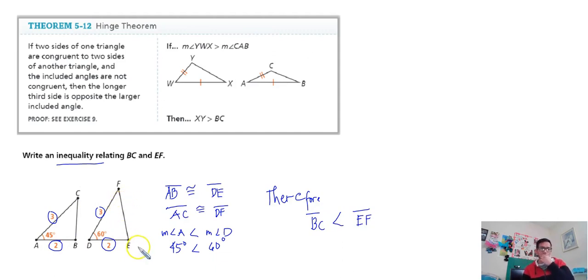It's easy to analyze that, because take a look at the side opposite A, which is BC, and compare it to the side opposite angle D, which is EF. The opening of the angle at 60 degrees will be a lot longer compared to the one at angle A.